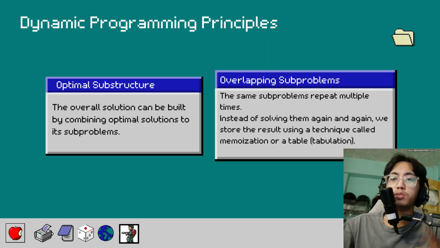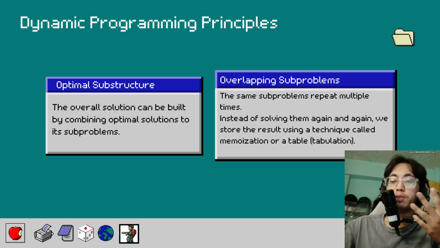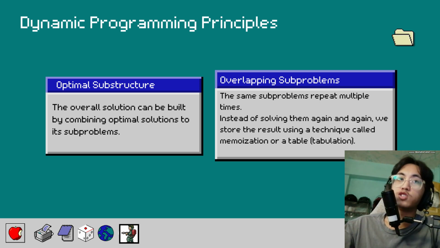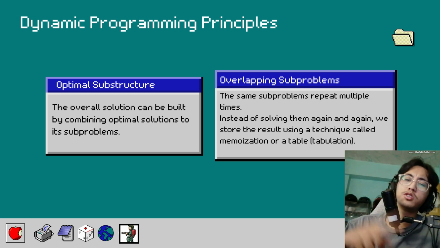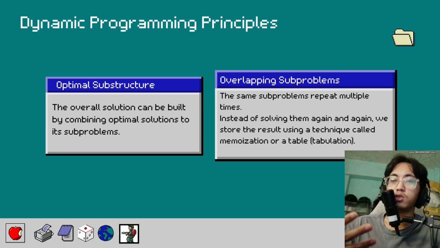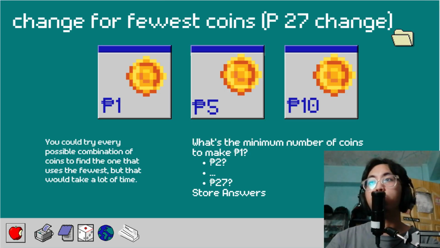Dynamic programming is based on two principles. One is optimal substructure, very similar, if not exactly similar, to the one in divide and conquer, and the other is overlapping subproblems. It's when the same subproblems repeat multiple times. Instead of solving them again and again, we store the result and use a technique called memoization, or tabulation. Now, what's a real-world example for a dynamic programming problem?